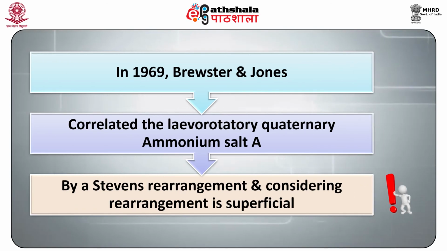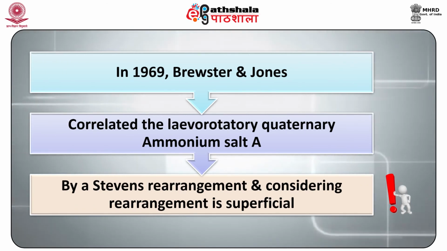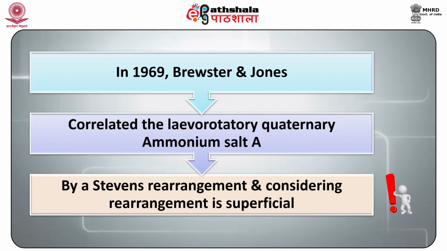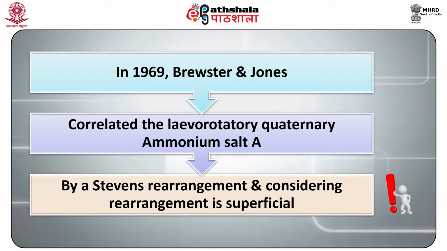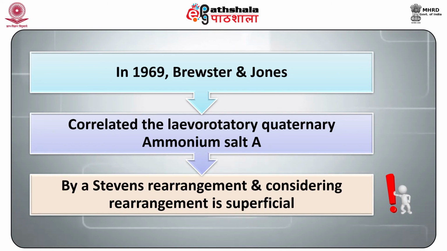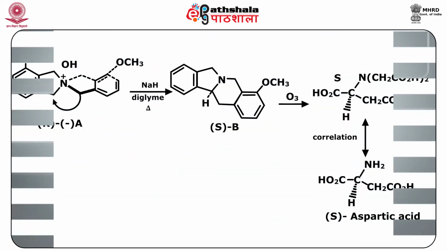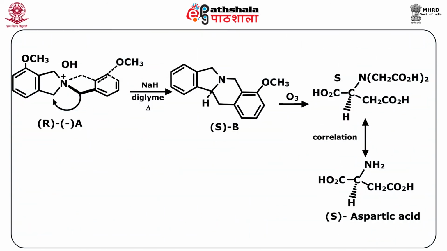In 1969, Brewster and Jones correlated the levorotatory quaternary ammonium salt, shown in the following figure as A, by Stevens rearrangement. You can see the Stevens rearrangement is shown here. And considering this rearrangement to happen as superficial, the configuration at the stereogenic carbon in the product is then correlated with that of the starting spirane.